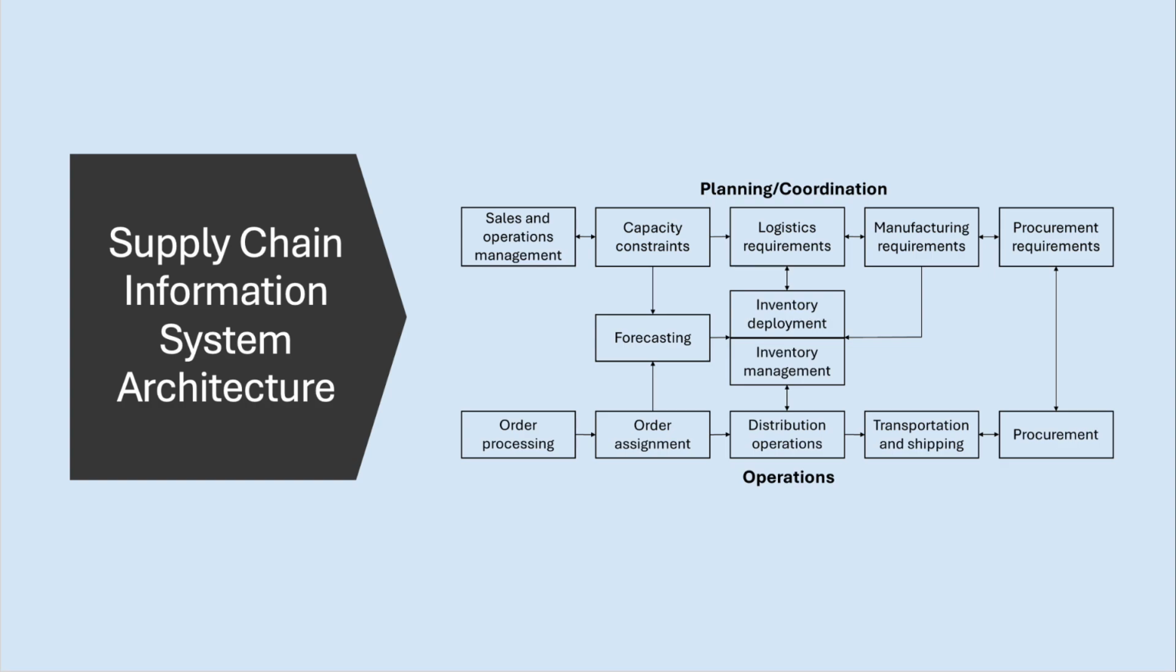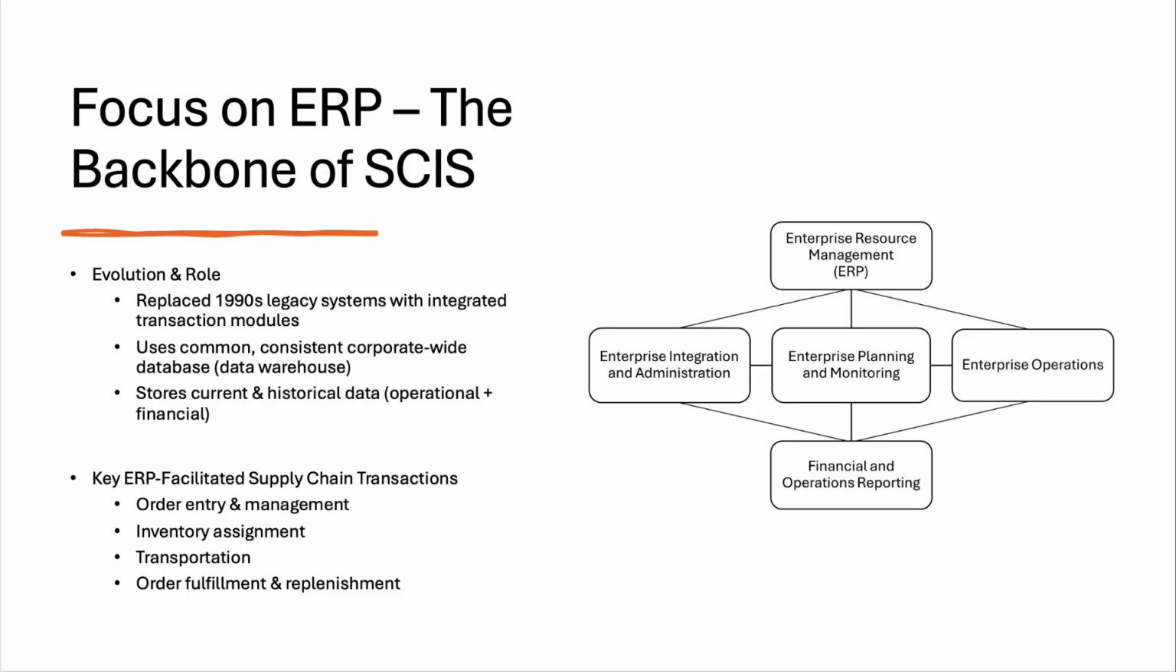A customer order may involve sales, inventory, warehouse operations, transportation, finance, and customer service. If systems are disconnected, the process becomes slower and more error-prone. A well-designed architecture allows data to flow across functions and partners. This supports integration, visibility, and responsiveness. At the center of many supply chain information architectures is ERP. Let us now discuss ERP as the backbone of SCIS.